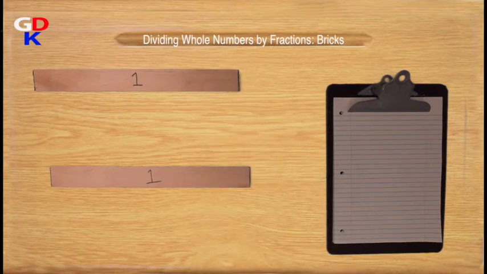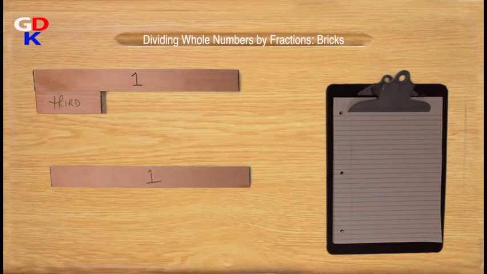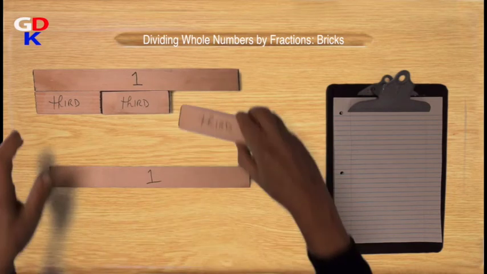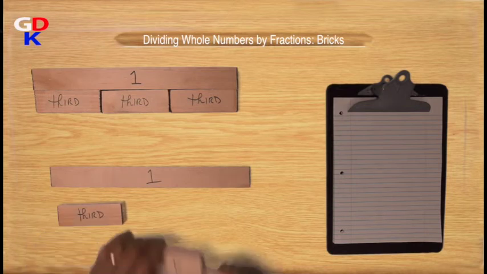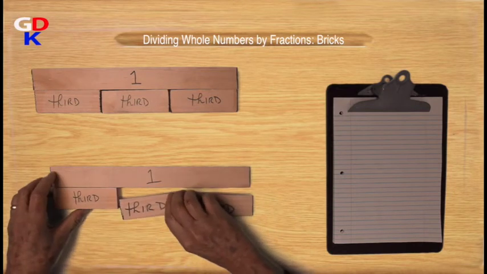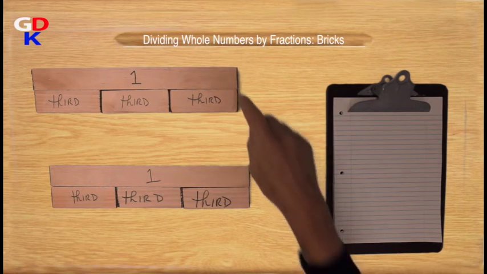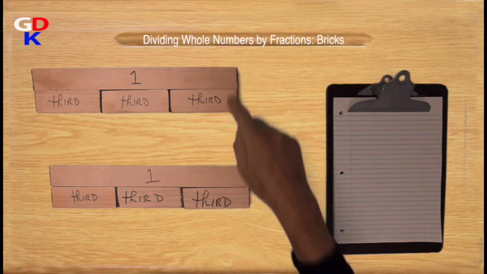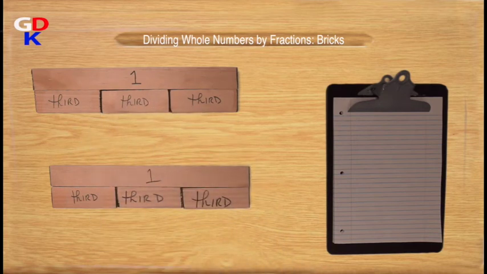Well, let's look at our first unit. In our first unit, we have 3/3. And in our second unit, or our second one, we have another 3/3. So we know now that when we have 2 ones, or 2 units, we will have 1, 2, 3, 4, 5, 6 thirds. So in 2 units, we have 6 thirds. So we can say that 2 divided by 1/3 is 6 thirds.